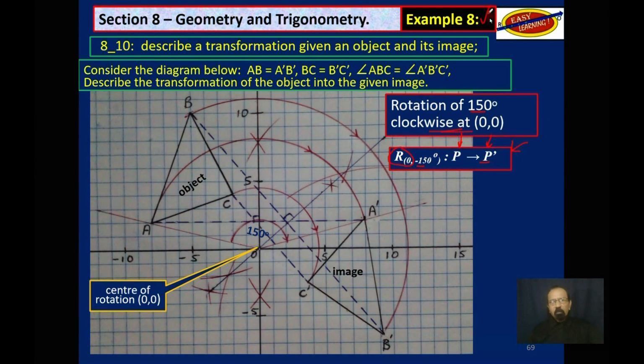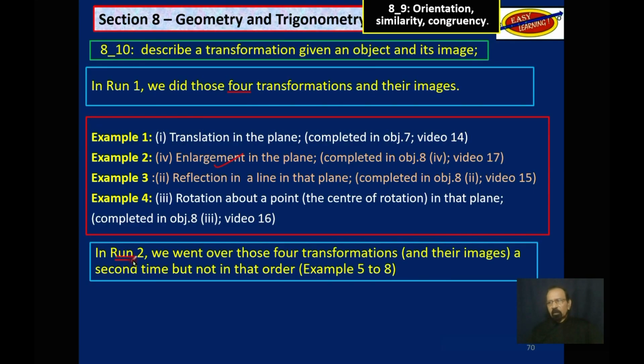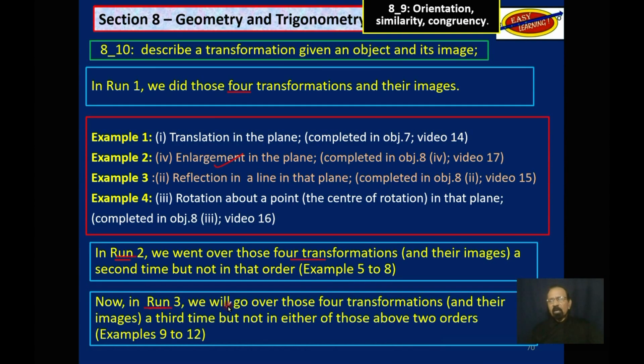That was example 8. So we did, first of all, 4 of these. Then we did a second run of those same 4 transformations in different order. Now we are on our last run with another 4. We will go over these 4 transformations in a different order from that and that. If you feel comfortable, you could stop here. You don't need to look at this third run. But if you look at it, it will just reinforce the concepts that we have been learning.